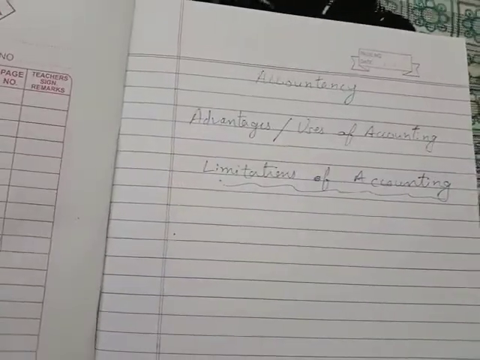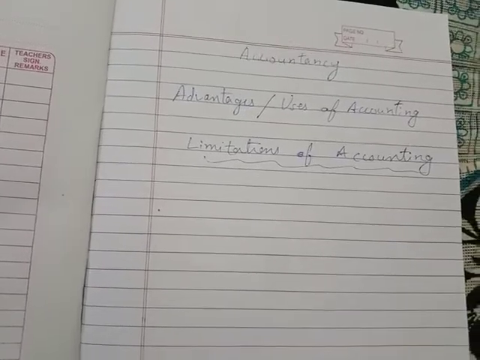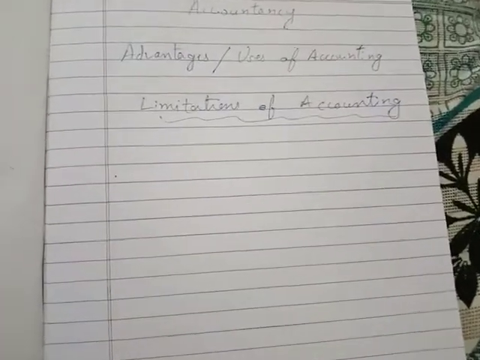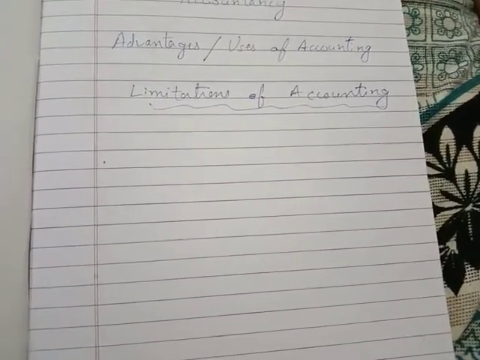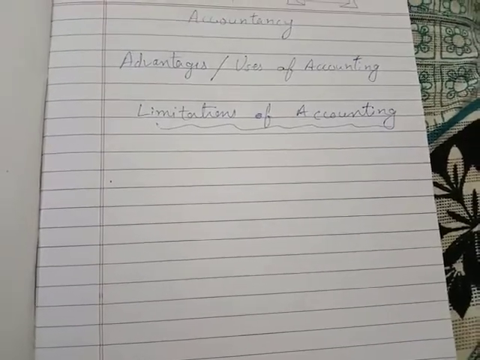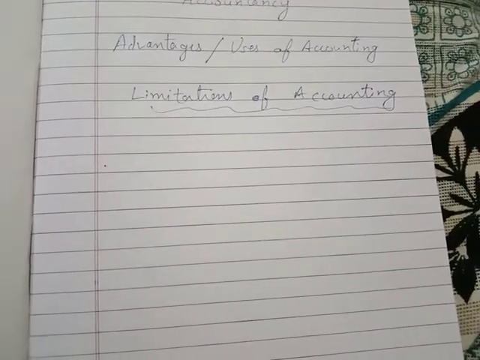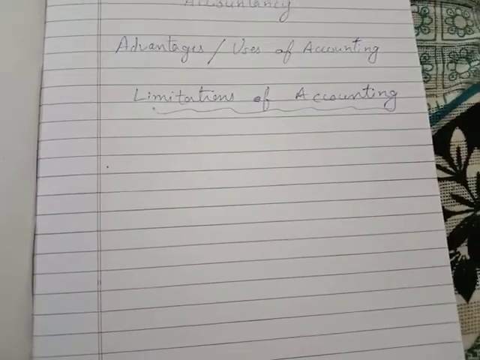Third point is omission of qualitative information. As we know, in accounting only quantitative data are recorded, not the qualitative data. But quality plays a very important role in the success of any business. So it omits the qualitative aspect, which is not good.